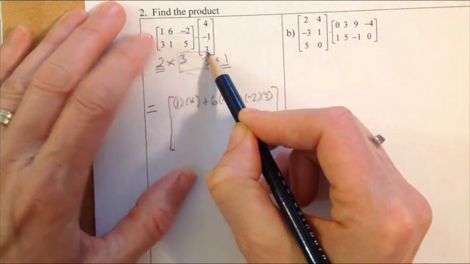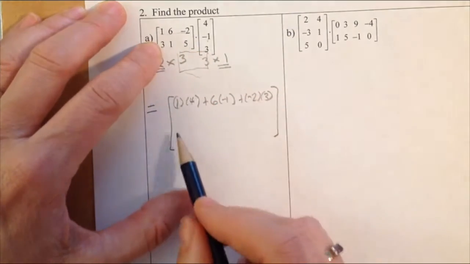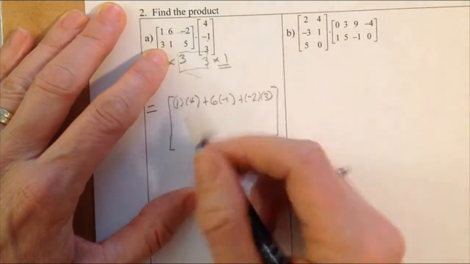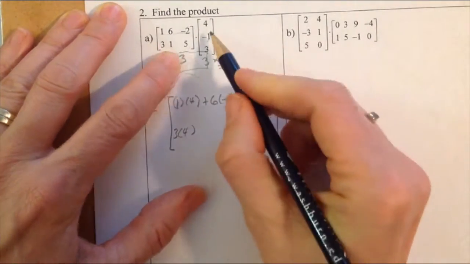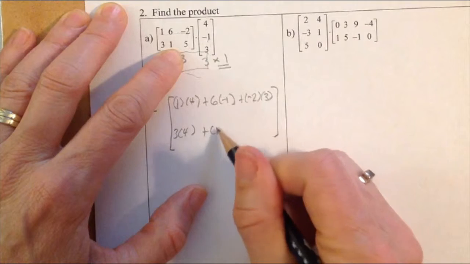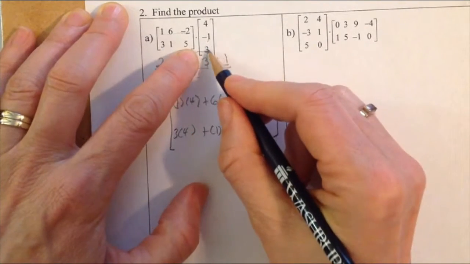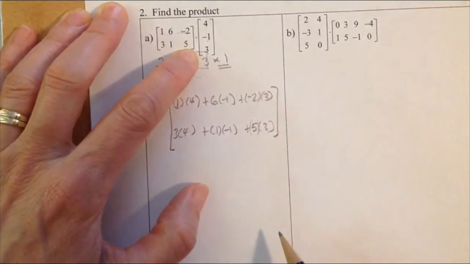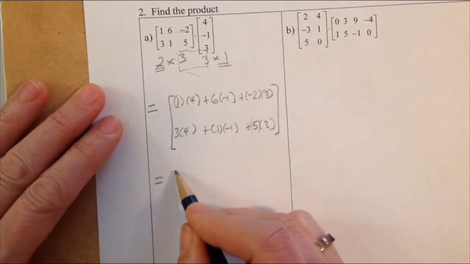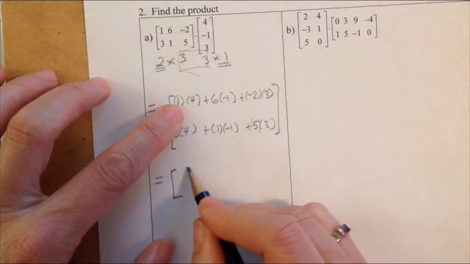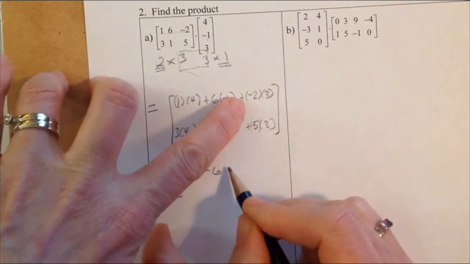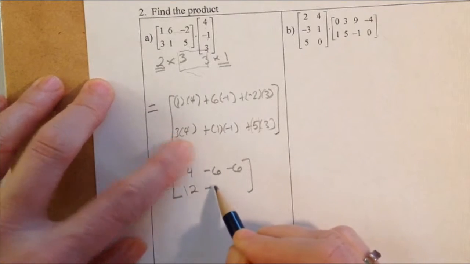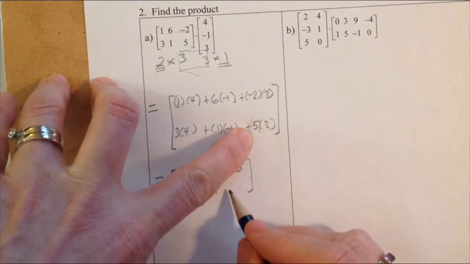And now we go to the next one. So since I'm on a new row, the entry is going to go on the new row of my product. 3 times 4 plus 1 times negative 1, and then plus 5 times 3. Now if I just go ahead and simplify that out, it's 4 minus 6 minus another 6, and then here I get 12 minus 1 plus 15.